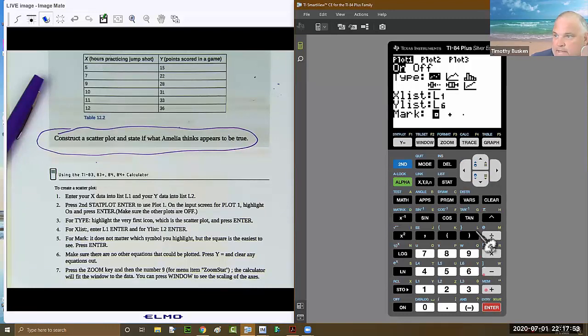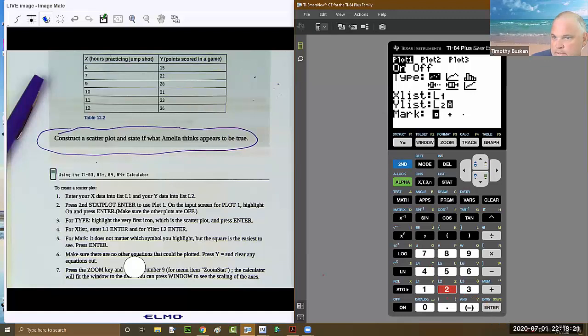And now I've got to tell the calculator where my bivariate data is. Remember, it's in list one and list two. So I need to make X list L1. And if your L1 isn't showing, then remember to put it up there. You just press second 1. And now I'm going to change my Y list to L2. So I'm going to press second 2.